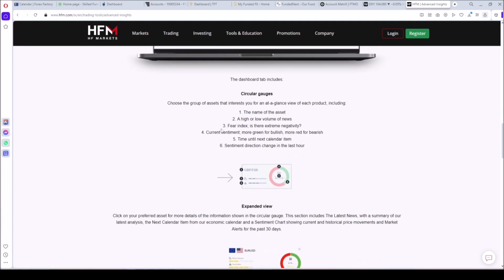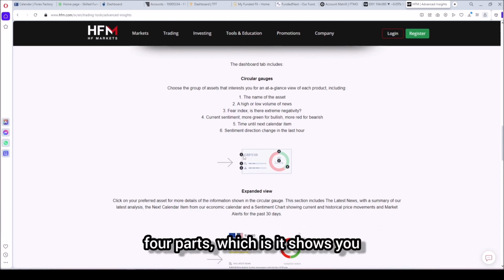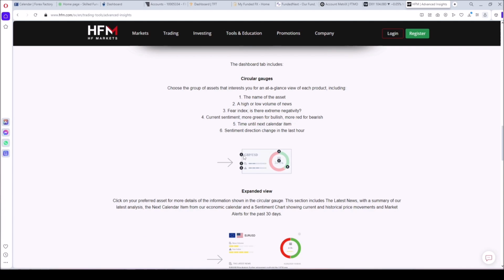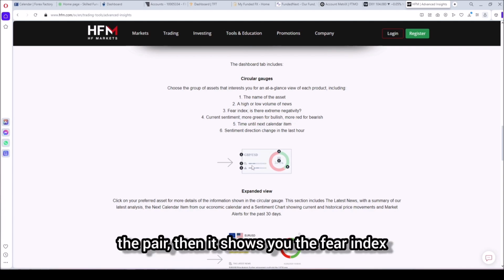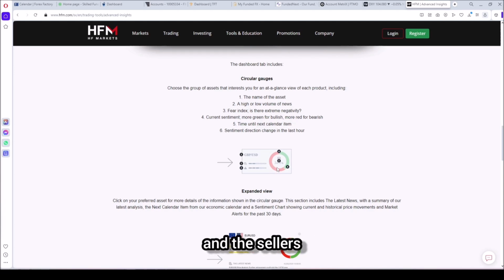So basically it has four parts: it shows you the pair, then it shows you the fear index, and it shows you the portions of distribution between the buyers and the sellers.